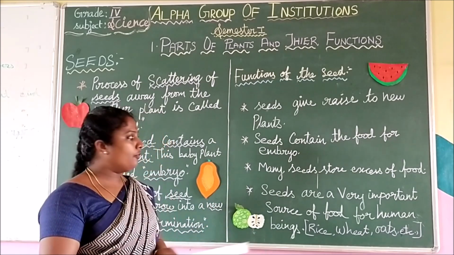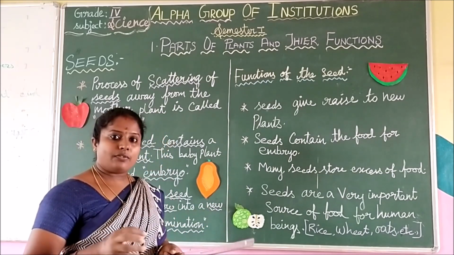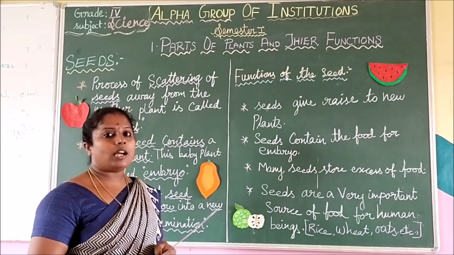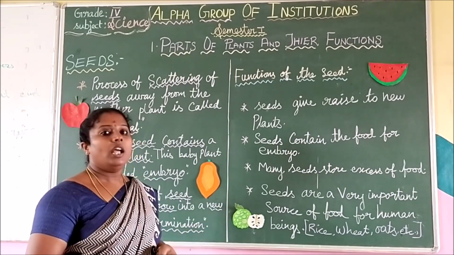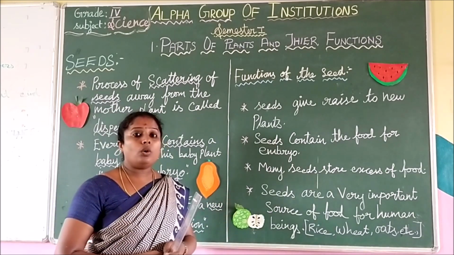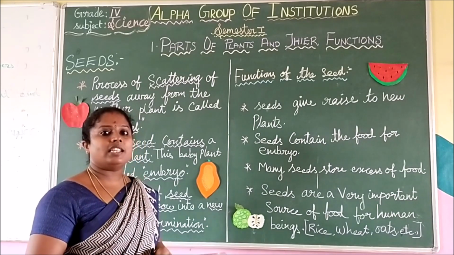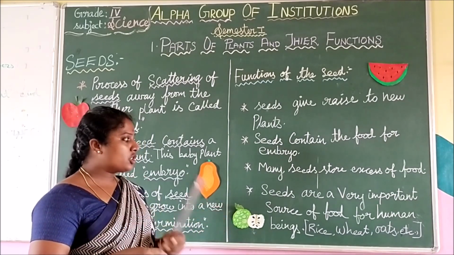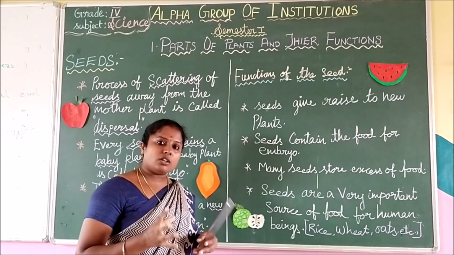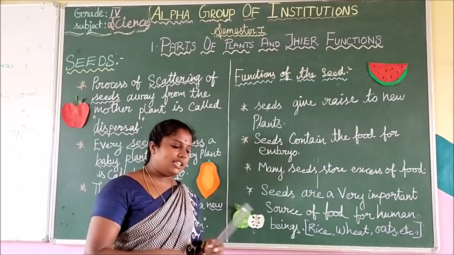Seeds contain the food for the embryo. From the seed only the baby plant comes out. So the seed contains the food for the new plant, that is the embryo. Many seeds store excess food in the seed.